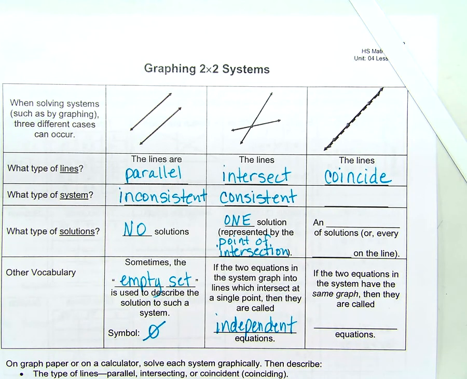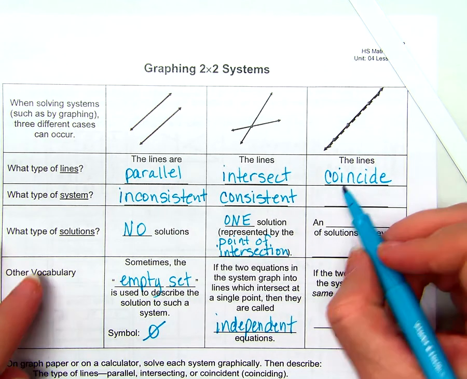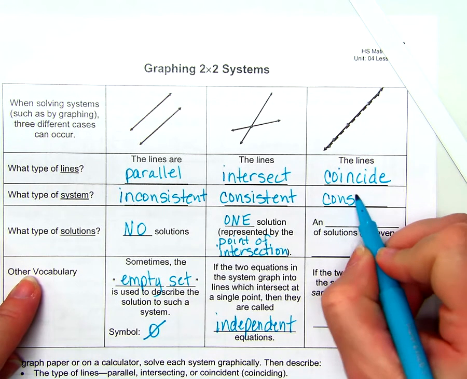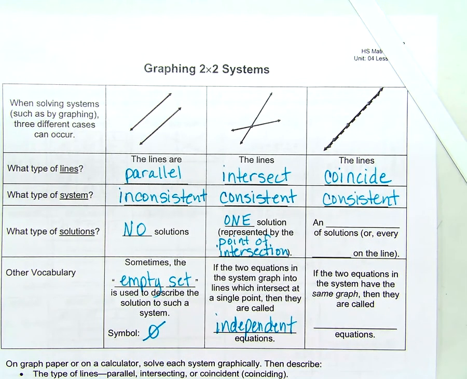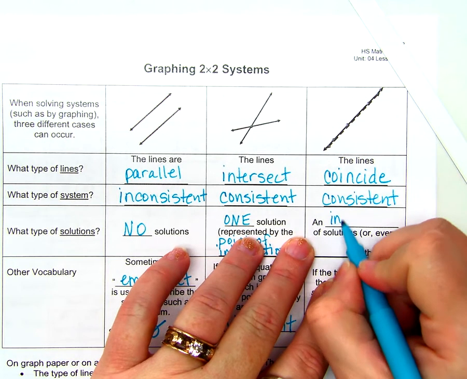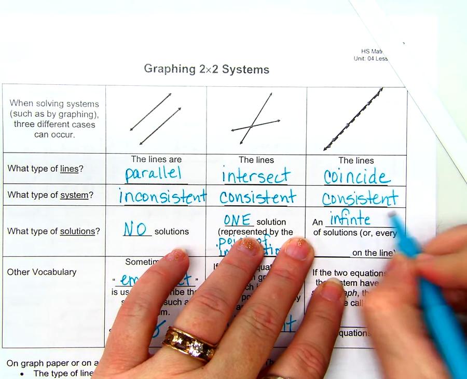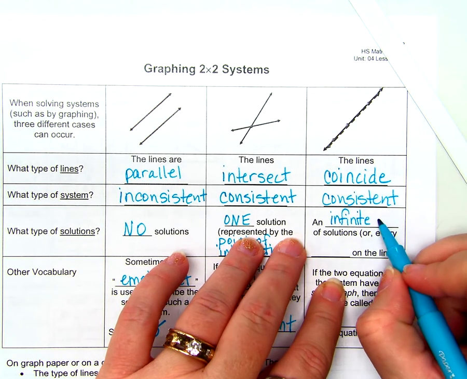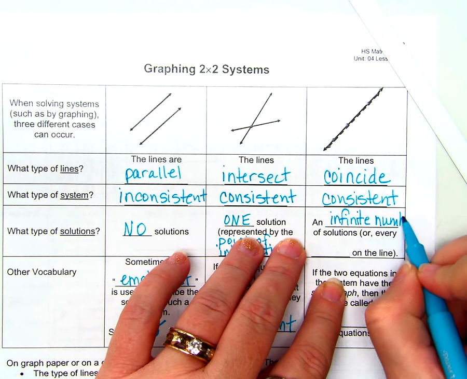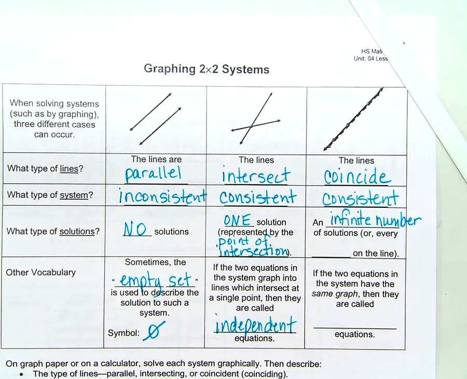What type of system do you think this might be? This is a consistent system. What type of solutions do we have? Huh? That's exactly what it is. An infinite number of solutions, or every point.